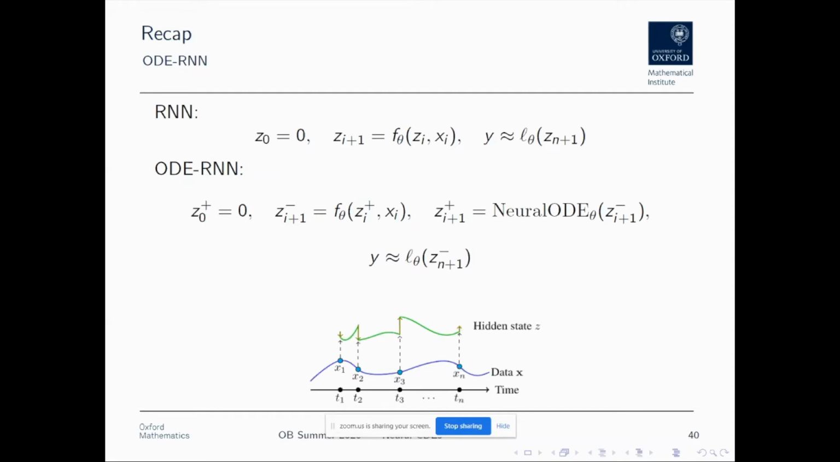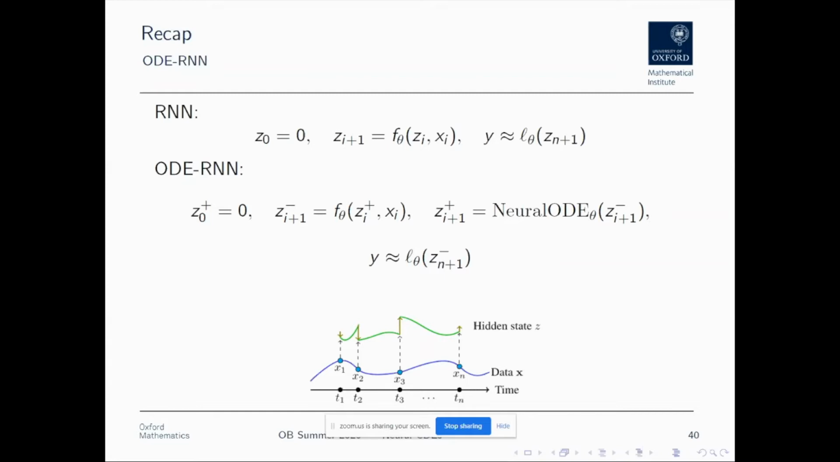So as a picture, it looks something like this. We've got some process x, which we observe at these values, xi. Every time we make an observation, we have this recurrent update, and in between observations, we evolve according to some differential equation. The amount of time we evolve for corresponds to the sampling of our data, which may be irregular, so it's for different amounts of time each time. Up until now, these have been essentially the state-of-the-art models for many time series problems.